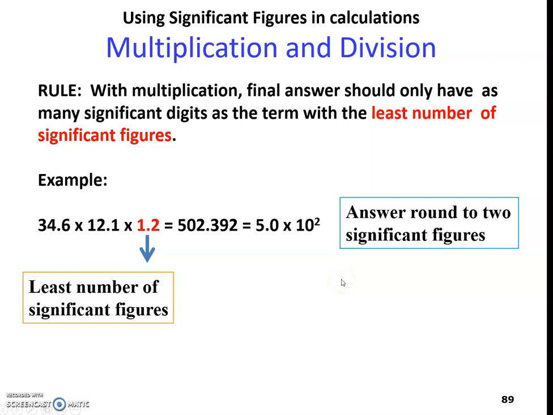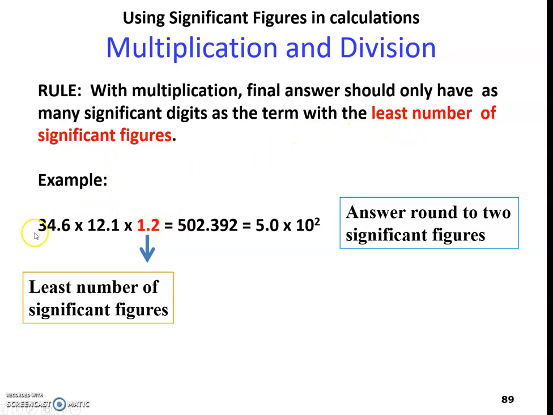Part 5, Lecture Chapter 1. So, let's look into multiplication and division. The rule is, with multiplication, the final answer should only have as many significant digits as the term with the least number of significant figures.